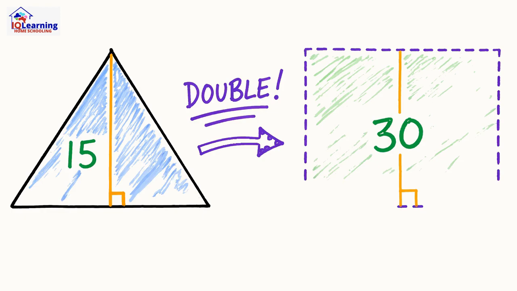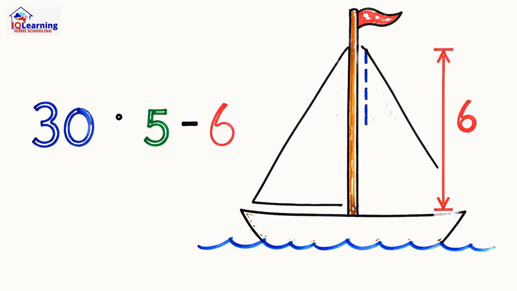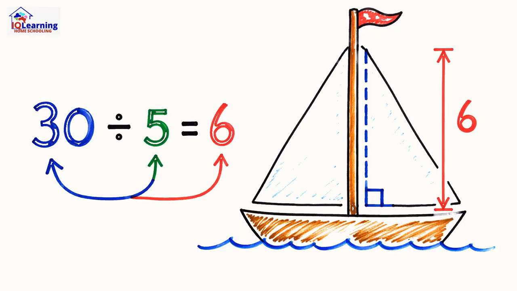Now you have the area of the imaginary rectangle. Just divide that by the side you know. 30 divided by 5 is 6. The mast is 6 meters tall.